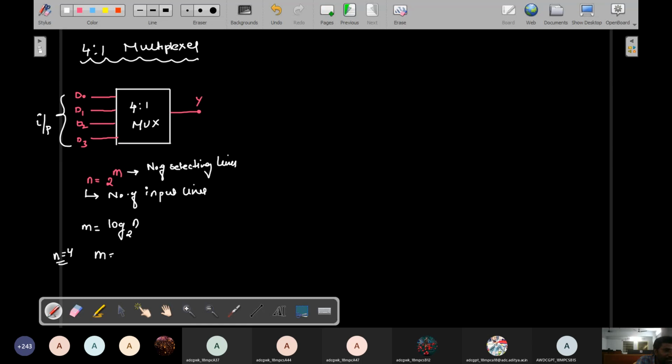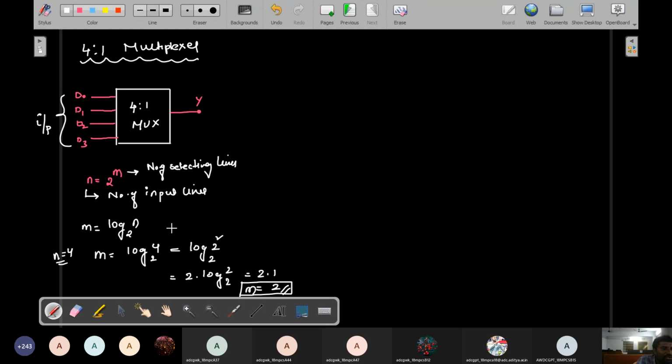So therefore m is equal to log 2 power 4. This will be written as log base 2 of 2 squared. So this is 2 times log base 2 of 2, which is 2 into 1, that is 2. So your selecting lines m is equal to 2. So this is your selecting lines.